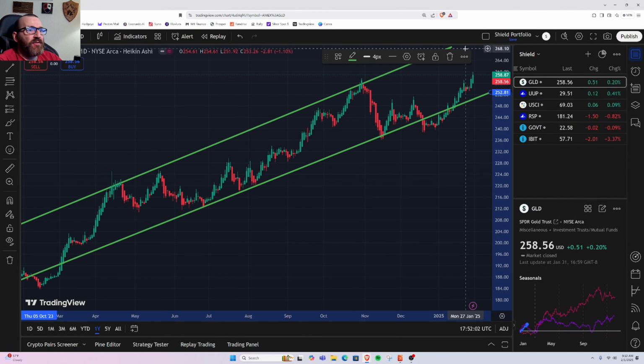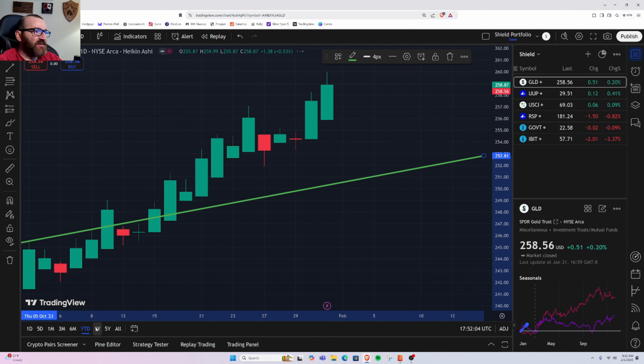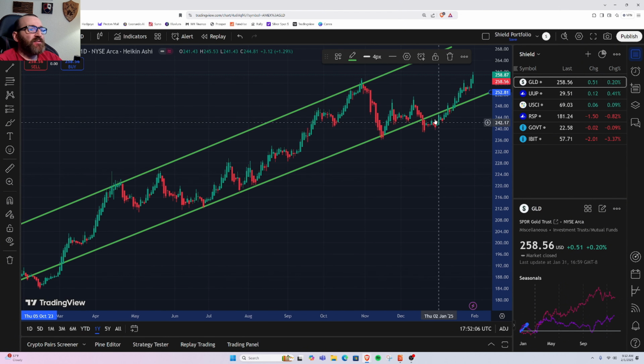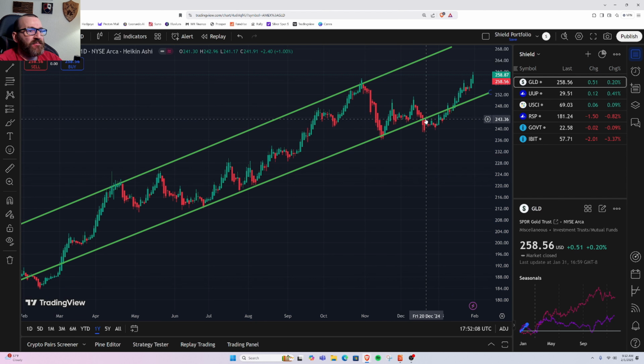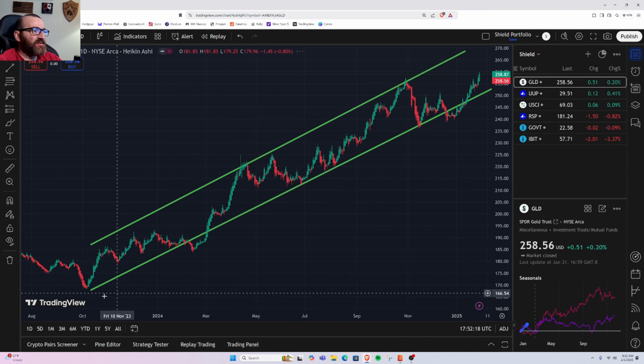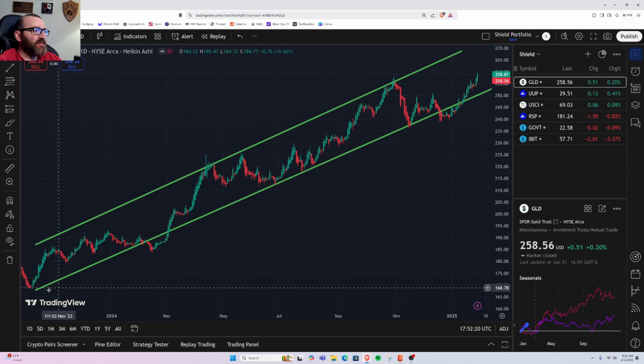So we have our gold chart, which we always love to start with because that has been our longest held asset. So this is what I said, coming in here from December to January, this little drop that happened below the trend line, and then it came back up into the trend line. So now we're back in this green trend line, and this goes back to October of 23. There you go. So it came down before.